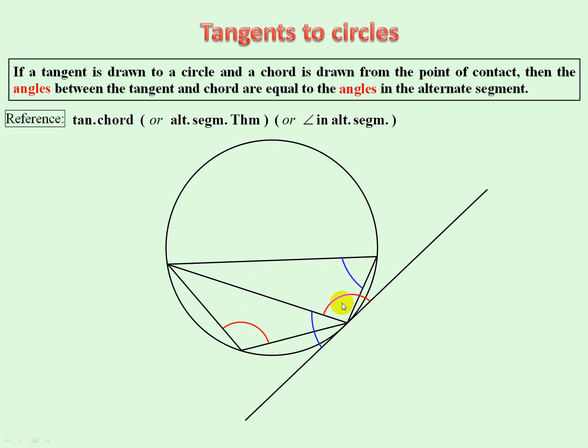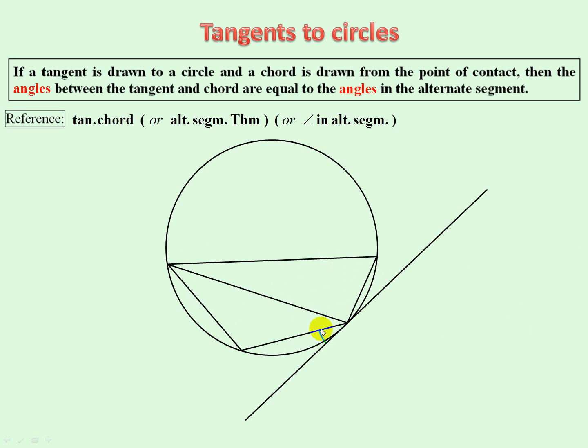And have a look, it's quite logical, huh? If you take the red and the blue here, they're supplementary angles because they're on a straight line. If you take the red and the blue here, they're supplementary angles because they're opposite angles in the cyclic quadrilateral.